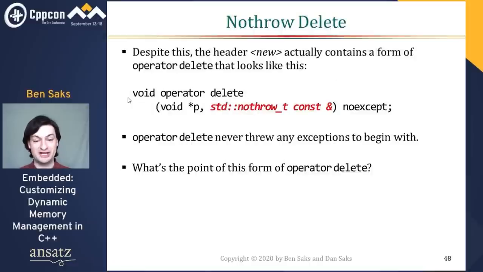That said, it turns out there is actually a version of operator delete that does take an object of type no throw T. Now, that's a little weird because even the version of operator delete that we had before never threw exceptions. It was already declared noexcept. So why does the standard feel the need to add this one?